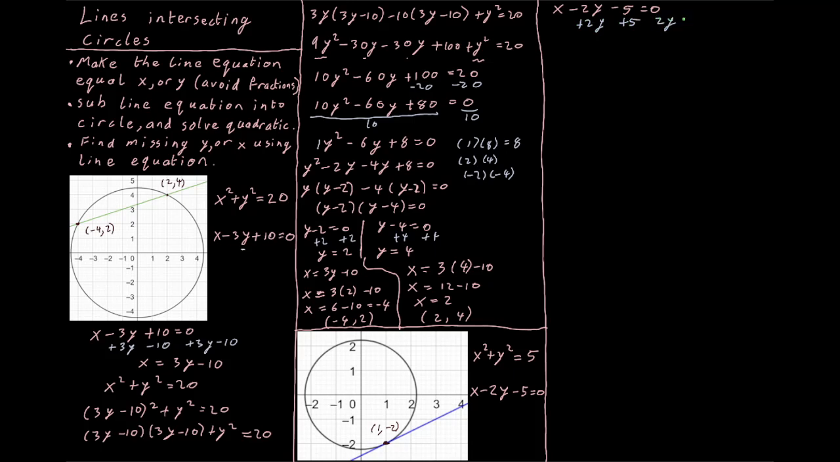So I want to get x by itself. So I add 2y plus 5 to both sides. So x is going to be equal to 2y plus 5. Again, sometimes it makes sense to get y is equal to, sometimes it makes sense to get x is equal to. Now I know that for my circle, x squared plus y squared is equal to 5. So I want to sub in my value for x, 2y plus 5, to be squared, plus y squared is equal to 5. Multiply out my brackets as before.